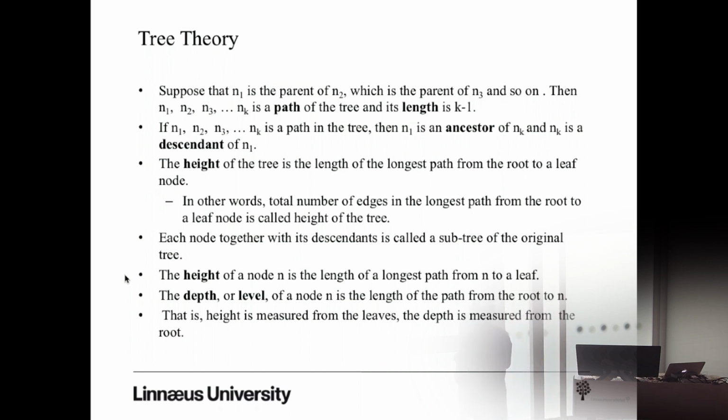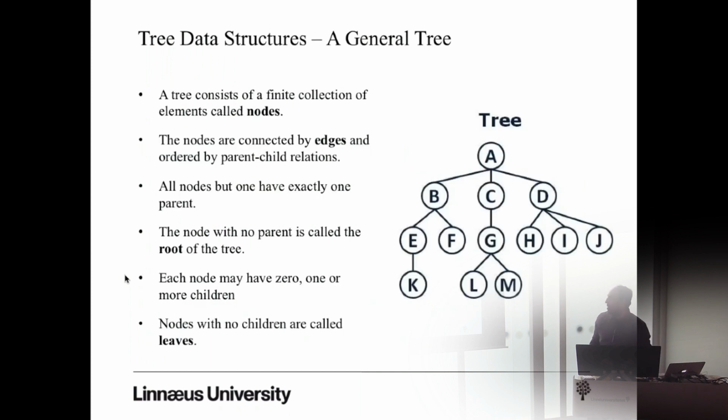So for example, the path is, if we go back here, if you want to find a path from node A to K, it's all the nodes from node A to reach that node. So, for example, you start from node A, B, E, and K. These different connections are the edges.